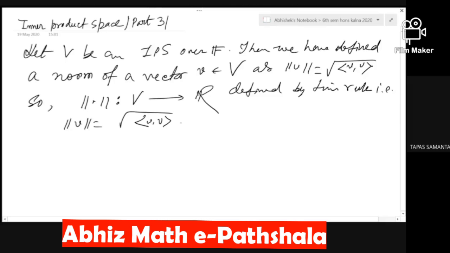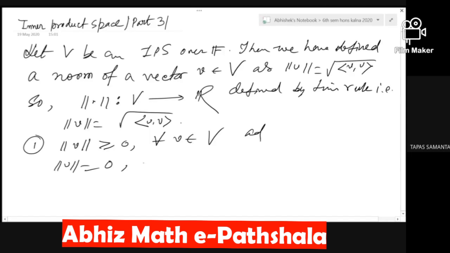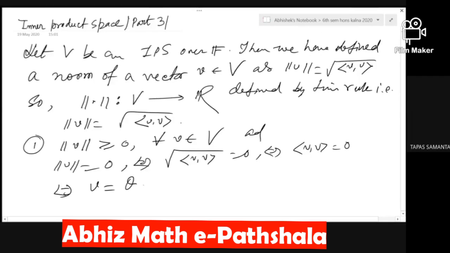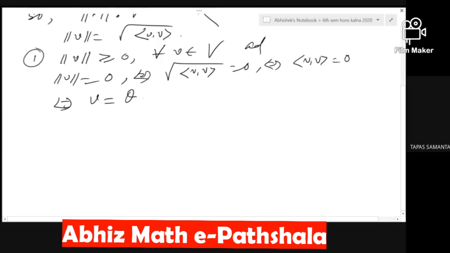Now if you look at the function, you will see that the first property it has is that it is a non-negative function. That is, for every vector v, norm of v will be greater or equal to 0. And if it is 0, then root over inner product v comma v is 0, that is, if and only if inner product v comma v is 0, that is if and only if v equal to theta. So the only possibility is v is theta. So this is the first property it has.